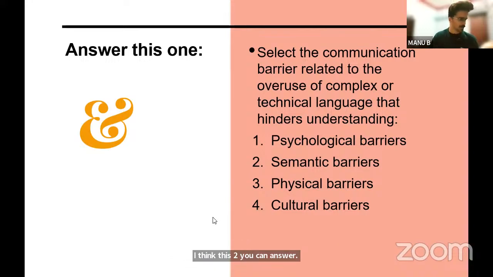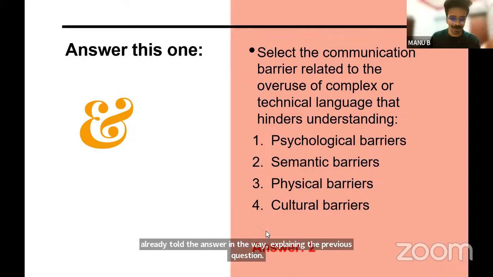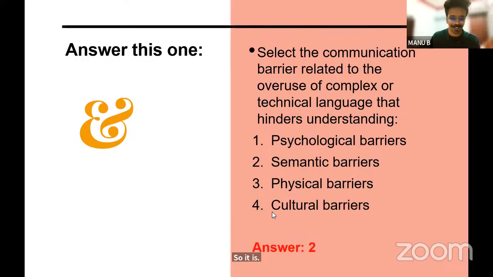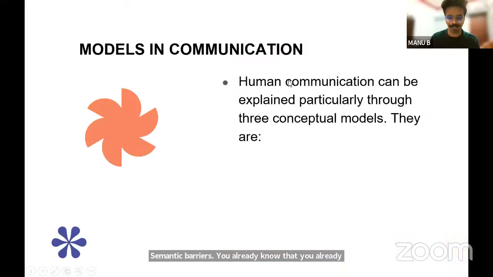I think this also you can answer. Yes, it is. I already told the answer while explaining the previous question. So it is semantic barriers. You already know that. Okay, we are just rushing through because we need to cover ICT as well here.